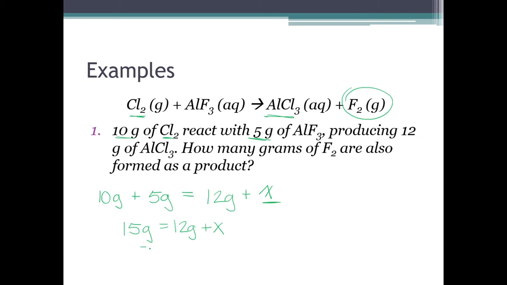Doing a little bit more algebra here, subtract our 12 grams from both sides. We are going to get X is equal to 3 grams of F2. We have to make 3 grams of fluorine in order to obey the law of conservation of mass. We started with 10 plus 5 is 15, so we have to end with 12 plus 3 is 15. This is how much F2 we formed. Let's look at another one.